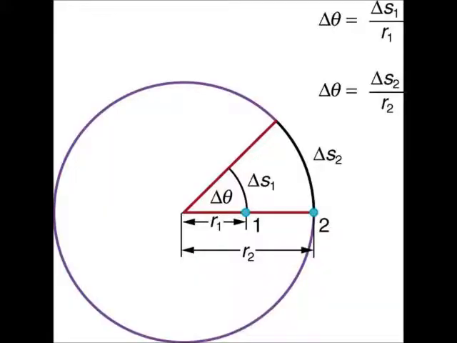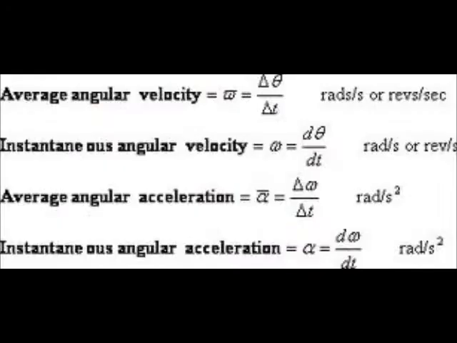Chapter 7 starts with angular speed and angular acceleration, and there are a few equations that you must know. The first one is theta equals s over r, where s is arc length and r is radius. Then you must know average angular velocity, omega equals change in theta over change in time. Finally, average angular acceleration, alpha equals change in omega over change in time.